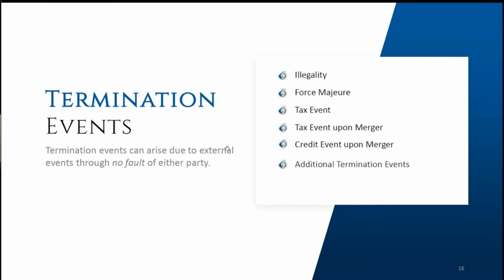Next, on the termination events, there's a little bit less to say on these. The illegality, force majeure, tax events, and credit event, those are standard events baked into the ISDA. They are sometimes altered, but this is not where most of the negotiation takes place. Where the negotiation really centers is around what's known as the additional termination events.